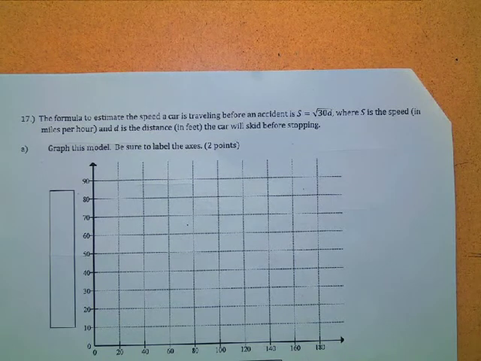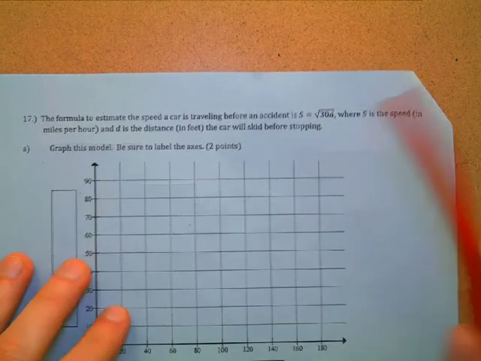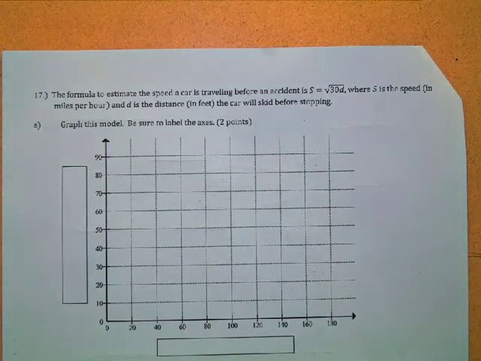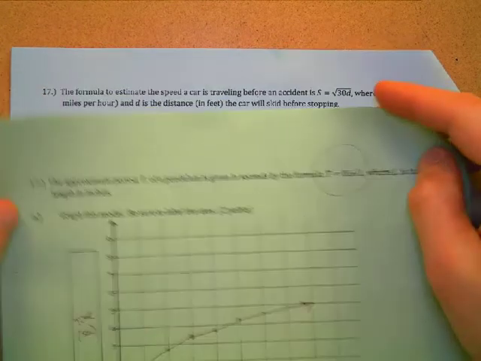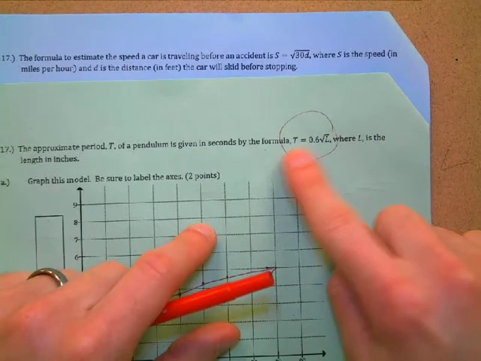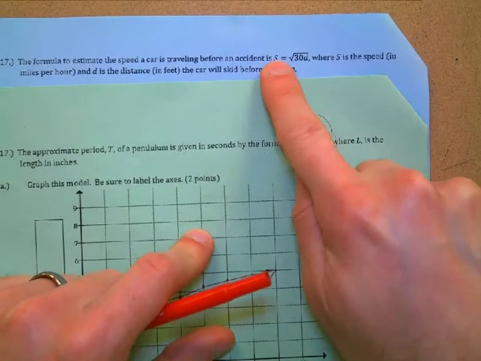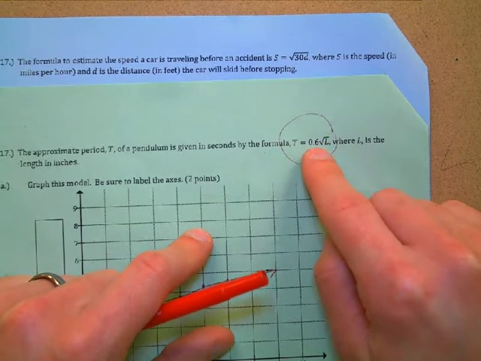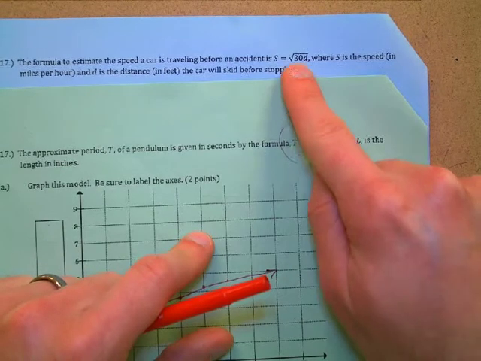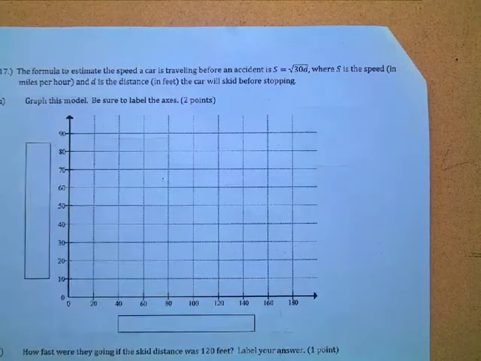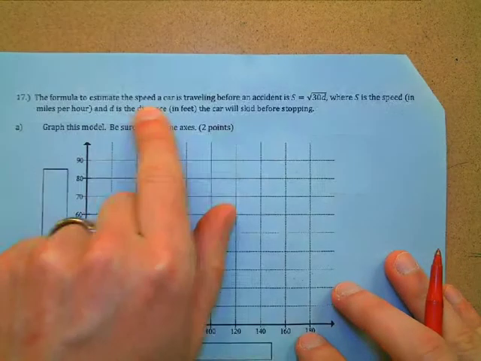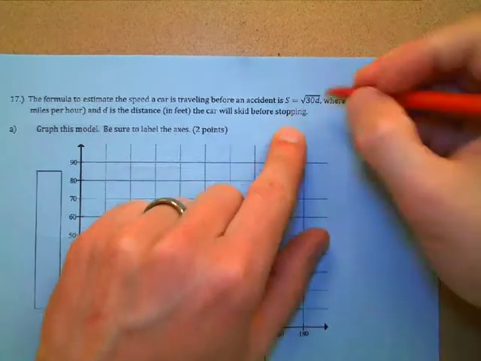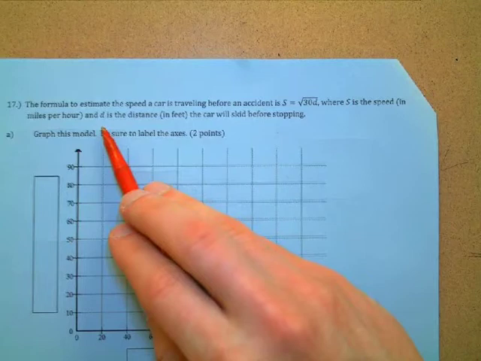Okay, so here we've got our square root function, all right, which is very similar. Even the function is very similar here to the green paper one, right? Here it was t equals 0.6 times the square root of L. Here for the blue one, it's s equals square root of 30d. Now notice in this one, the 0.6 is outside the square root, but here the 30 and the d are both in the square root there. Okay. So the formula to estimate the speed a car is traveling before an accident is s equals the square root of 30d, where s is the speed in miles per hour and d is the distance in feet the car will skid before stopping.